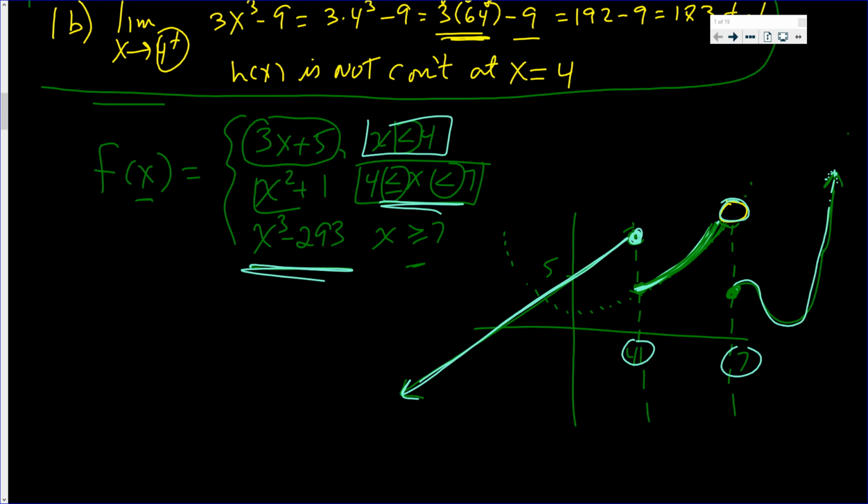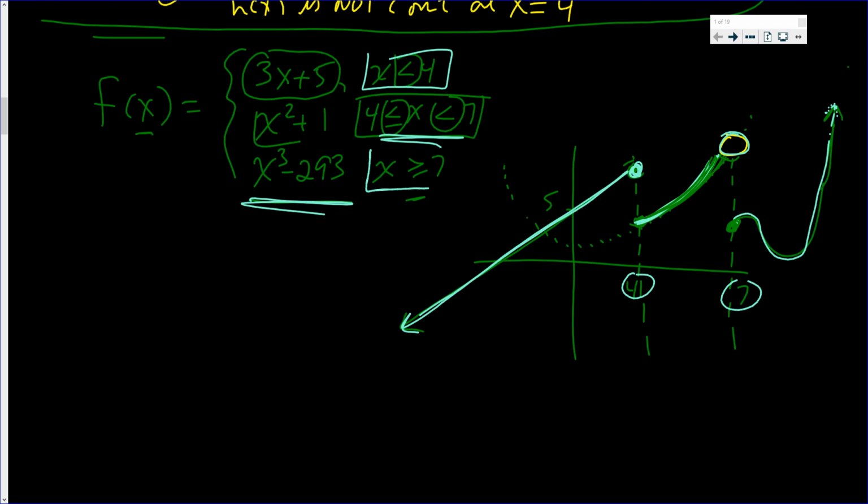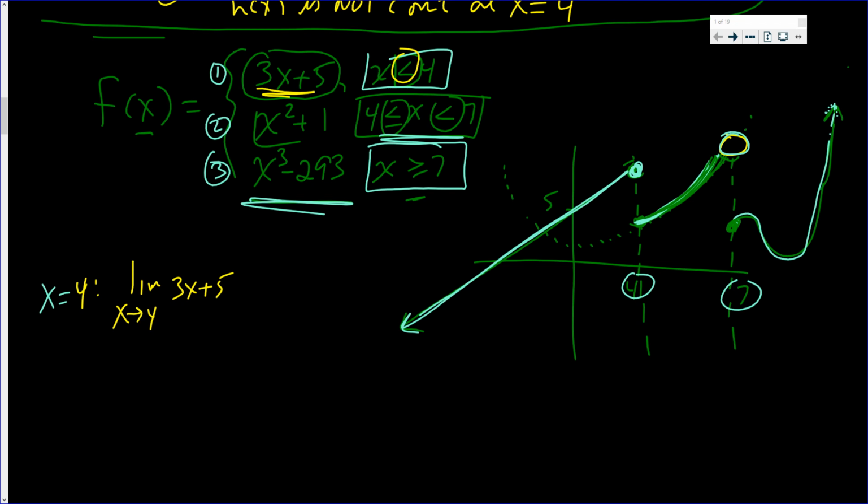Okay, so let's look at it. Now, notice that when it comes to x equals 4, the third rule isn't anywhere near 4. So let's just number the equations, 1, 2, and 3. So around x equals 4, we're going to look at the limit as x goes to 4 from below. And if you're less than 4, you use 3x plus 5. And then we're going to look at the limit as x is a little bit more than 4.